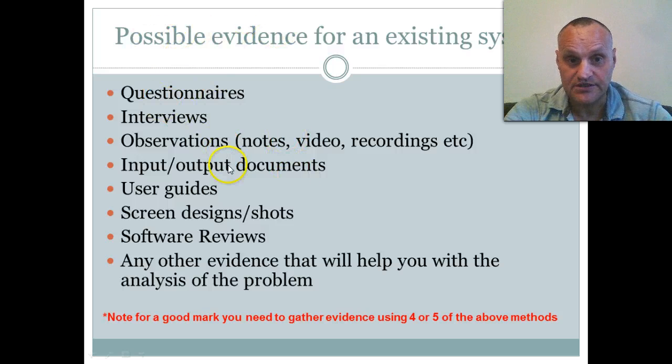Input and output documents are also something that you can look into. That means user manuals or any output that a system produces, particularly business tools. You've also got user guides and screen designs and screenshots that you can show. You could do software reviews. You can go to the internet, do a review, or find any other evidence that will help you to analyze the problem. Note that for good marks, you will need to gather evidence using 4 or 5 methods as listed above.